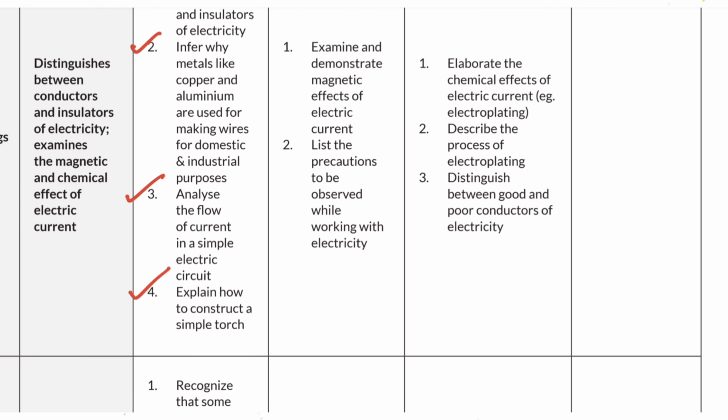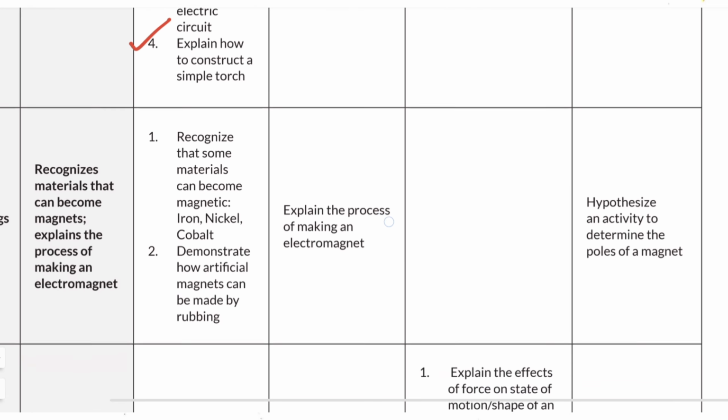Explain how to construct a simple torch. Explain and demonstrate the magnetic effect of electric current. List the precautions to be observed while working with electricity. Elaborate the chemical effect of electricity like electroplating. Describe the process of electroplating. Distinguish between good and poor conductors of electricity.